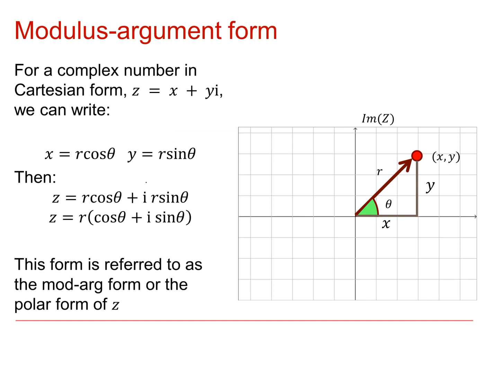Having found r and theta, we can write z in this form. We know that x is equal to r cos theta and y is equal to r sin theta. So we can write z is r cos theta plus i r sin theta. Or we can take out the factor of r and write it z equals r brackets cos theta plus i sin theta. And this is what is usually meant by writing a number in modulus argument form, or sometimes polar form.